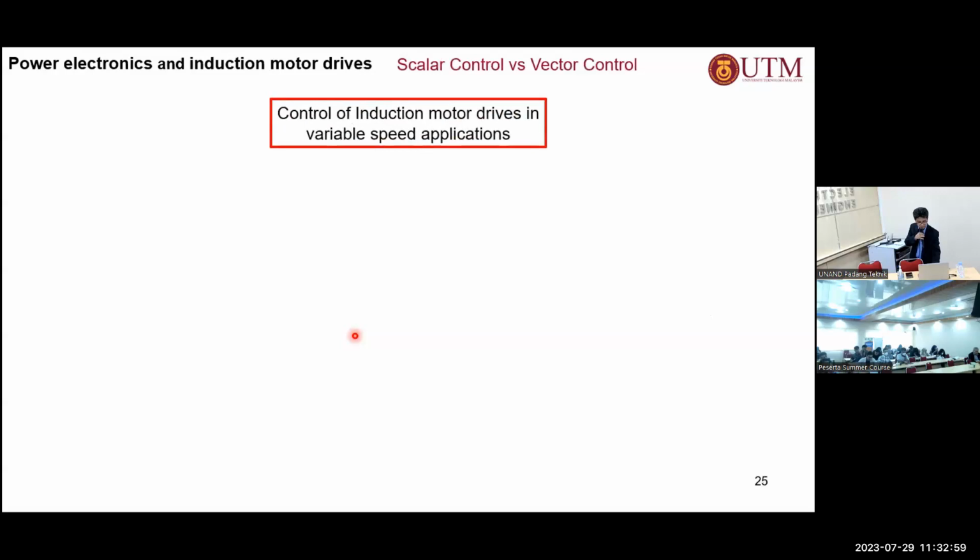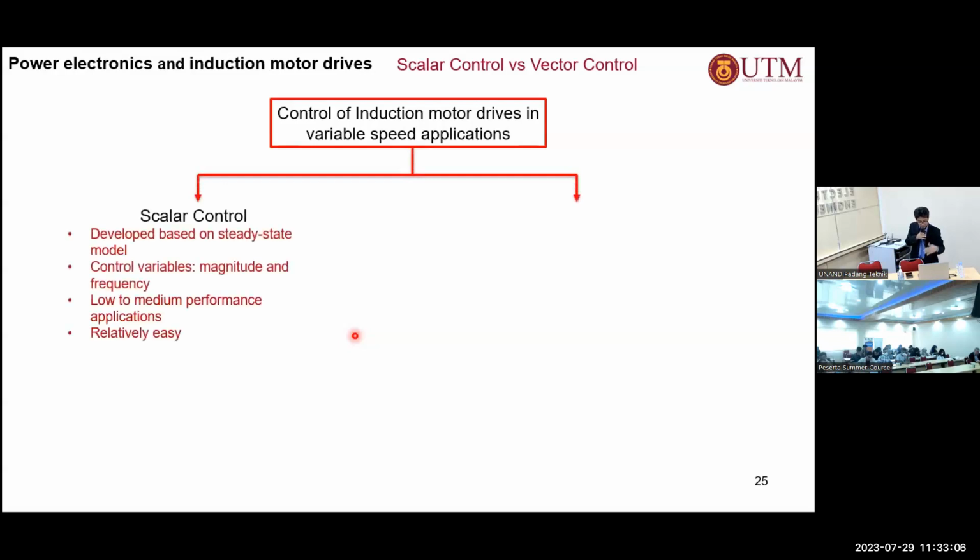Now, the control of induction motors can be divided into two types. In general, we have what we call the scalar control. The scalar control is developed based on the steady state model of the induction machines. You have probably seen the model before, which is a per-phase equivalent circuit of the induction machines.